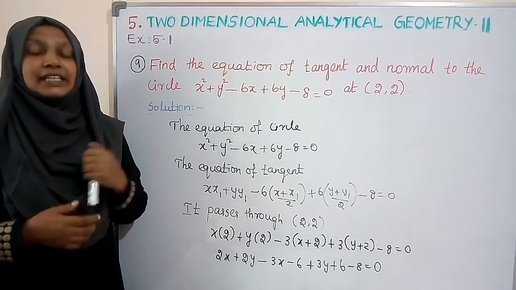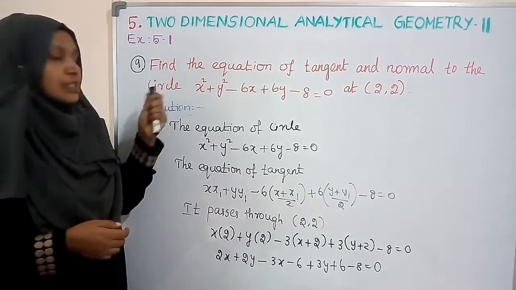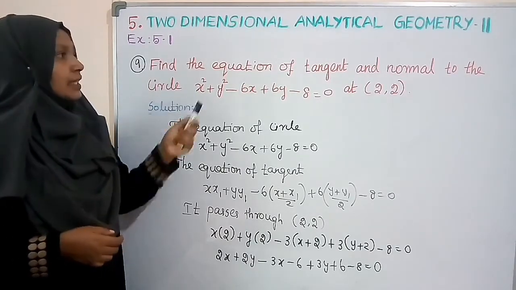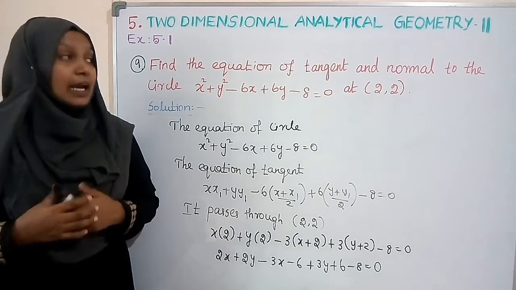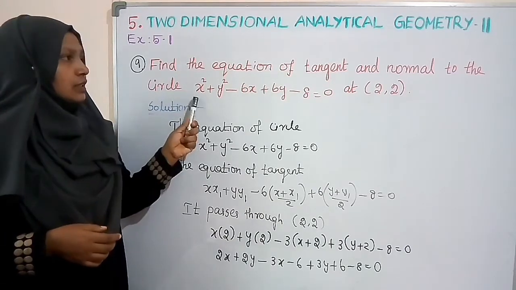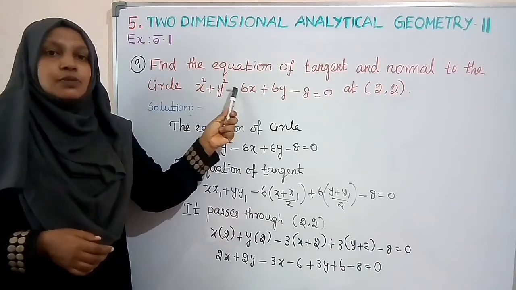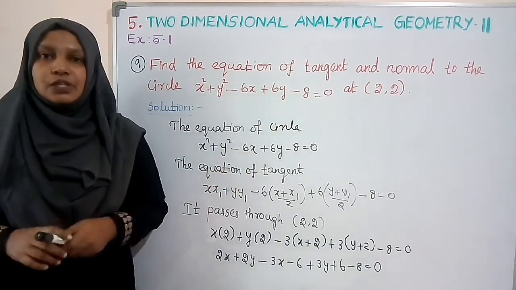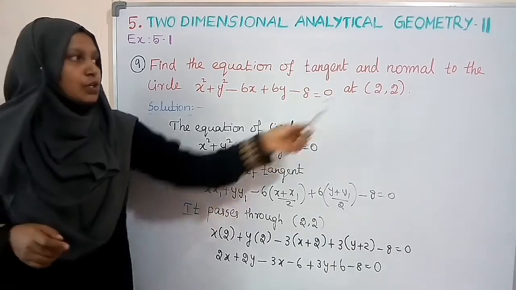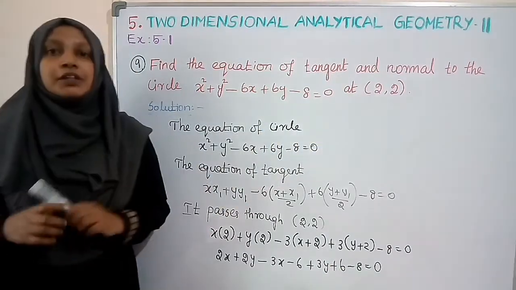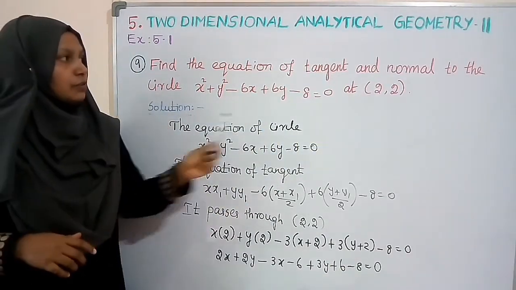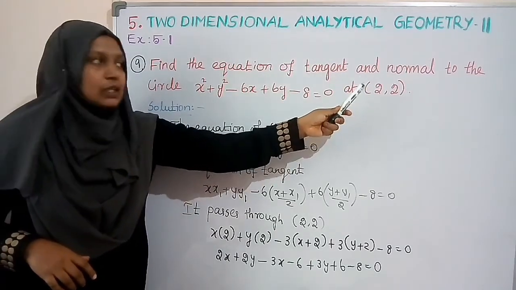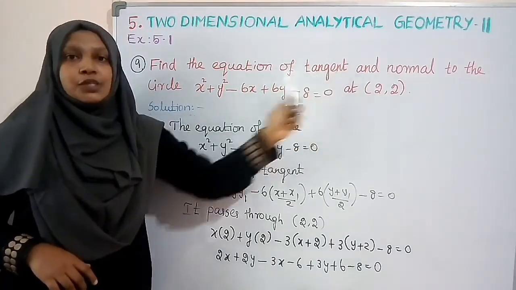So this is our 9th question from exercise 5.1. Find the equation of tangent and normal to the circle x square plus y square minus 6x plus 6y minus 8 is equal to 0 at the point 2 comma 2. So here this point is the point of contact. So we have to find both tangent and normal. And first we can find the equation of tangent.